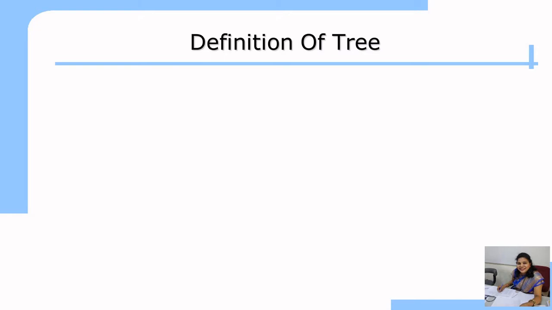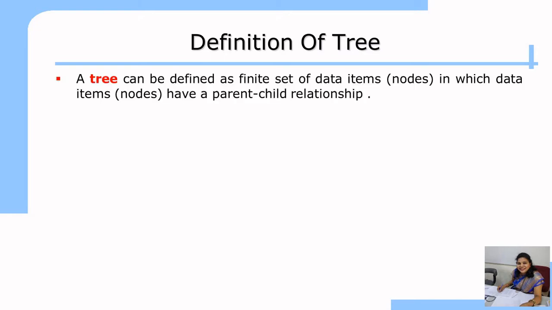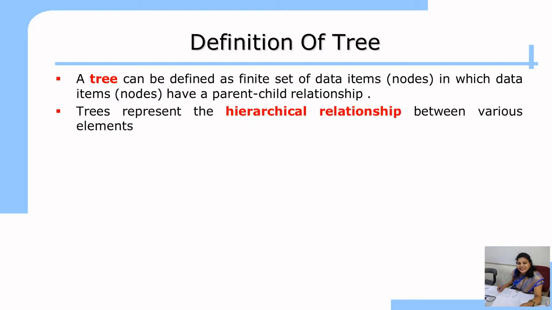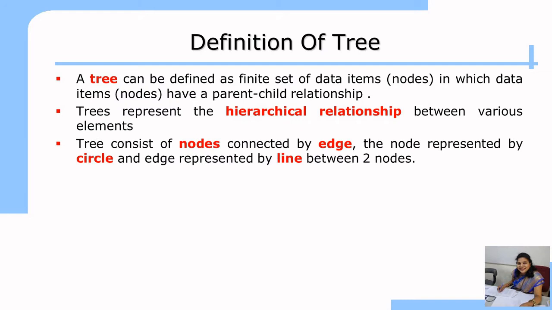So let us start with the definition of the tree. A tree can be defined as a finite set of data items called nodes in which data items or nodes have the parent-child relationships. So tree represents the hierarchical relationship between various elements. As you all know that linear data structures are used to represent a linear relationship, whereas non-linear data structures are used to represent the hierarchical relationship. Since tree is a non-linear data structure, it is used to represent the hierarchical relationship, that is non-linear relationship.